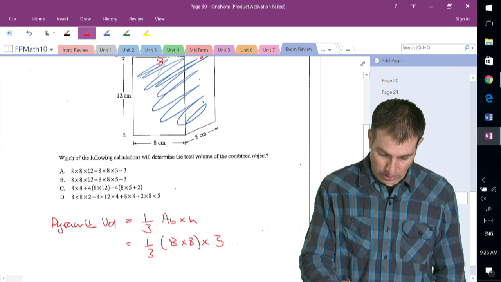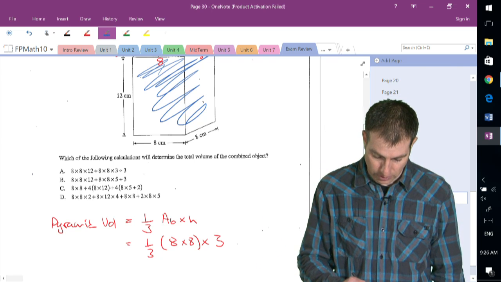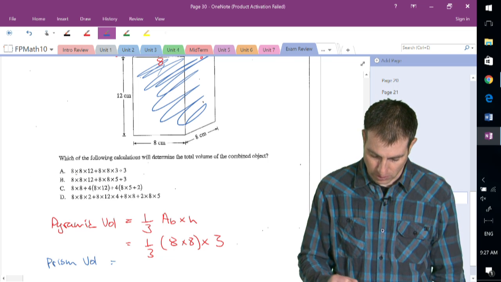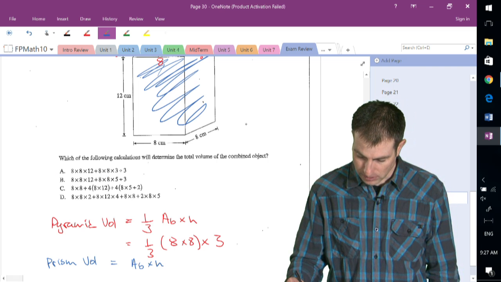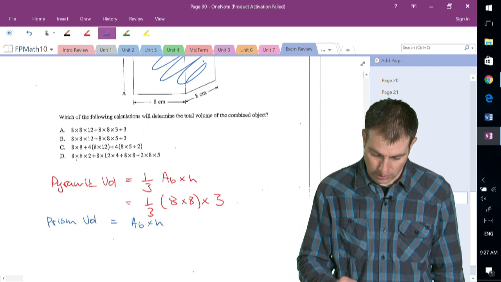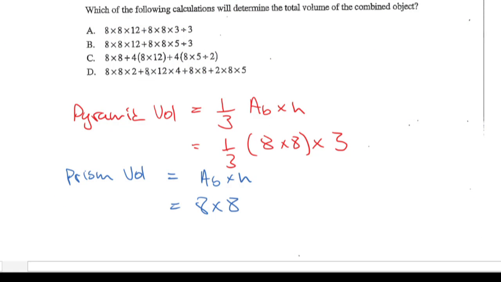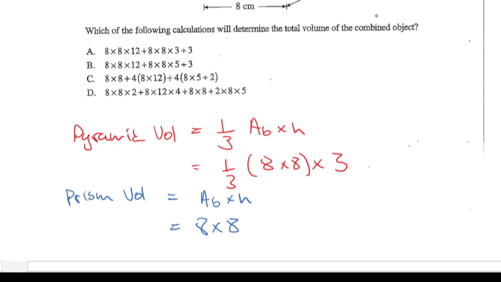So let's go with the rectangular prism. Volume is going to be the area of the base times the height. And the area of the base of that guy is going to be 8 times 8 as well. So it's going to be 8 times 8, and the height just was 12.